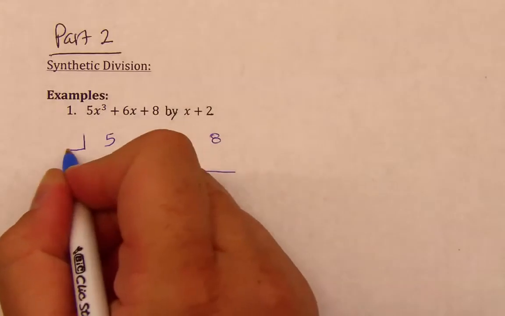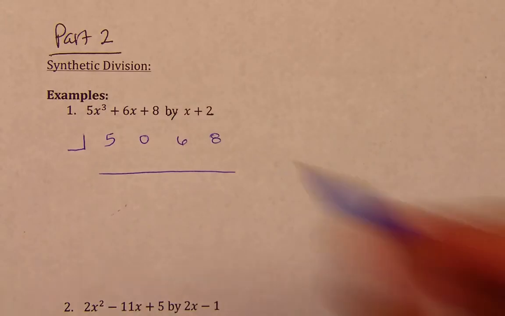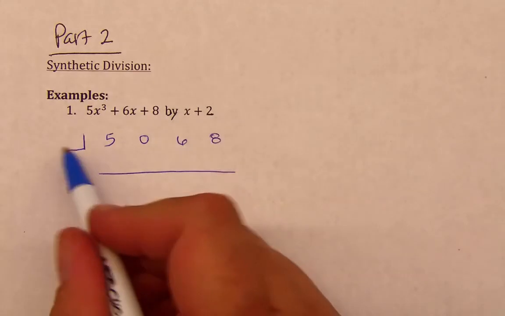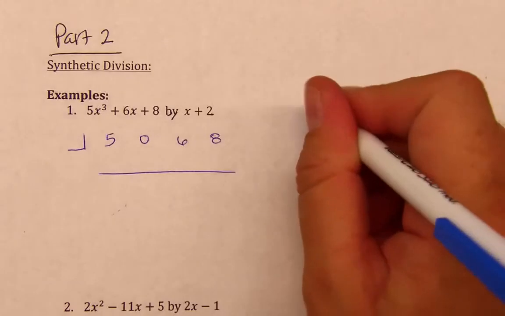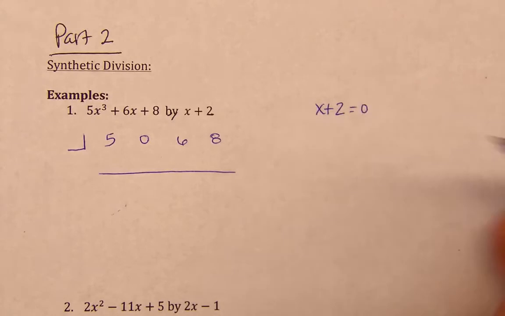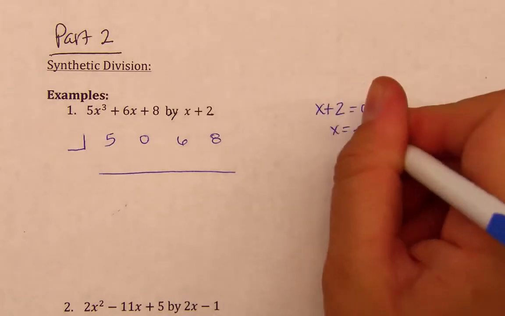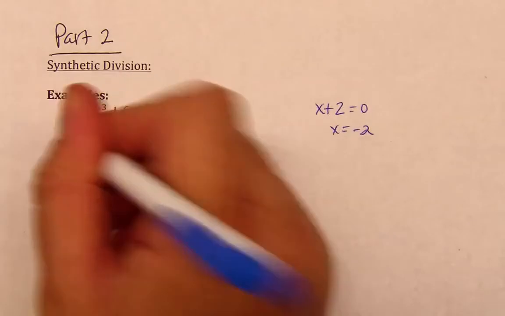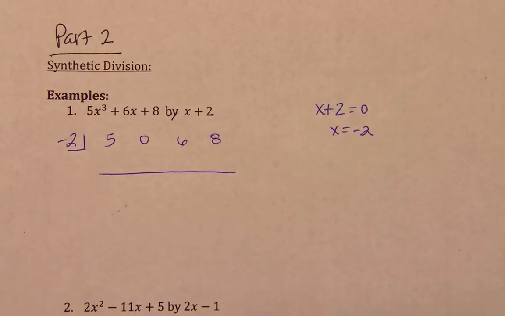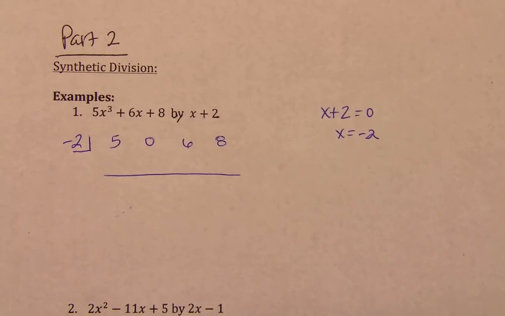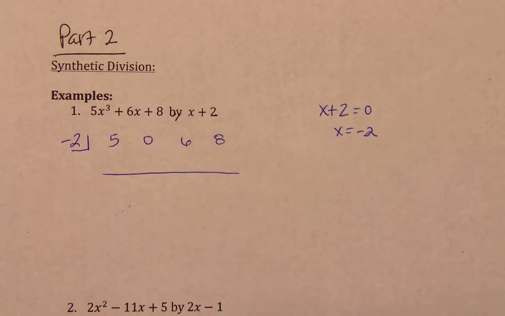And we're going to put a little box here by what we're dividing by. Now we're dividing by x plus 2, but we're not going to put x plus 2 here. We're going to set x plus 2 equal to 0 and solve for x. And now we're going to go through the process of synthetic division. Now you might have to watch this first example a couple of times to really get the pattern down, and that's okay. But I think once you get the pattern down, you'll like it better than long division.